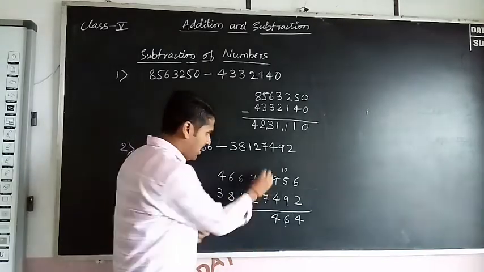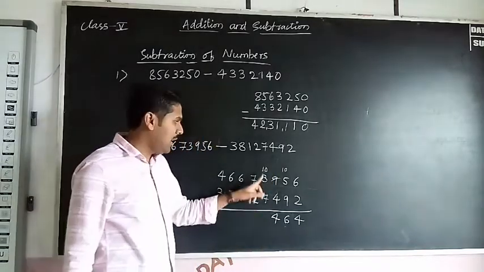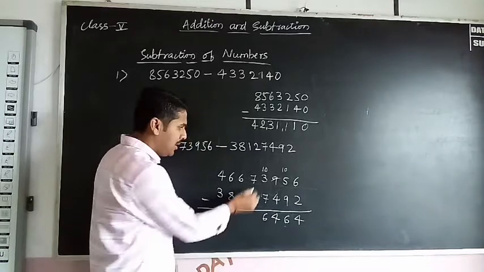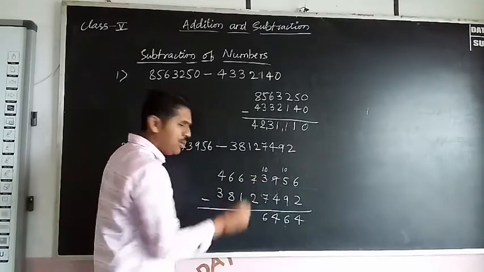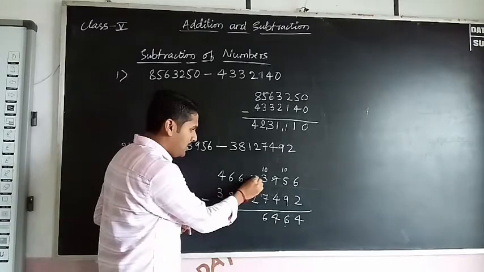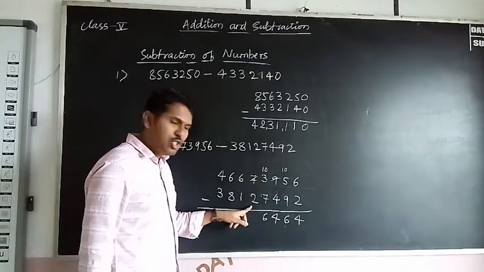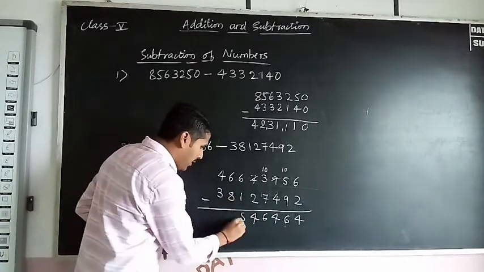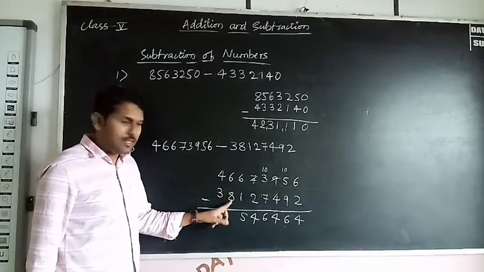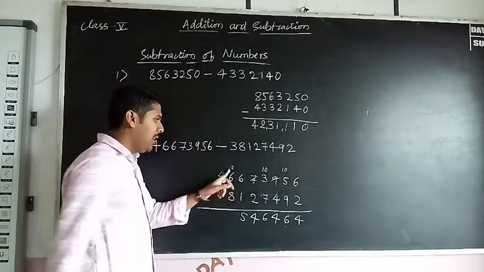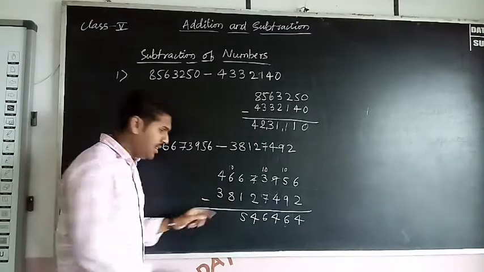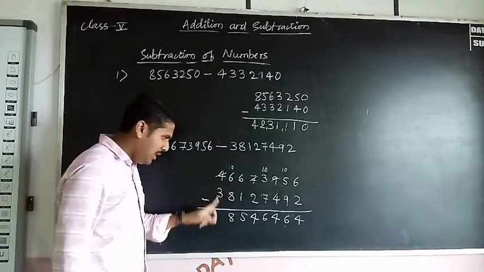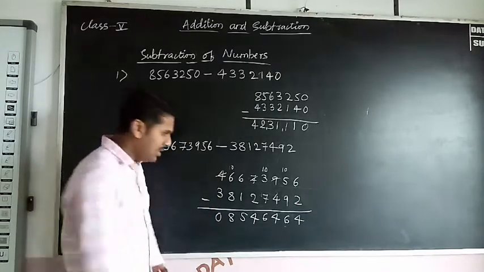So smallest number. So again take the 10, 10 plus 3, 13, 13 minus 7, how much? 6. That means you have taken 10 carry on, so 1 cancel. 7 minus 1, 6. 6 minus 2, 4. Next, 6 minus 1, 5. So here 6 is there, here 8 is there. So take 10 carry, 10 plus 6, 16, 16 minus 8, 8. So 1 cancel, 4 minus 1, 3. 3 minus 3, 0. So what is the answer?